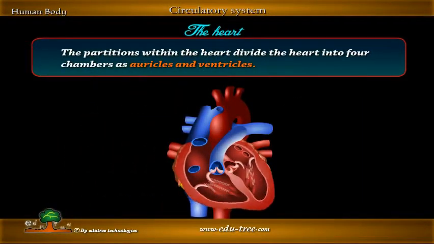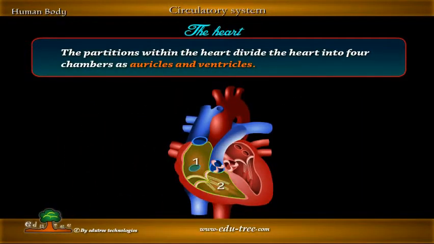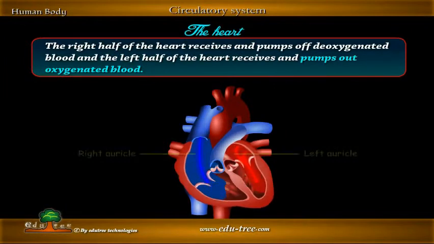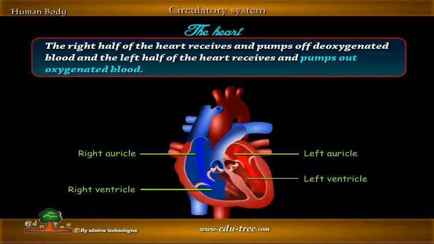The partitions within the heart divide the heart into 4 chambers, the auricles and ventricles. The right half of the heart receives and pumps out deoxygenated blood, and the left half of the heart receives and pumps out oxygenated blood. Here, blue color refers to deoxygenated blood, and red color refers to oxygenated blood.